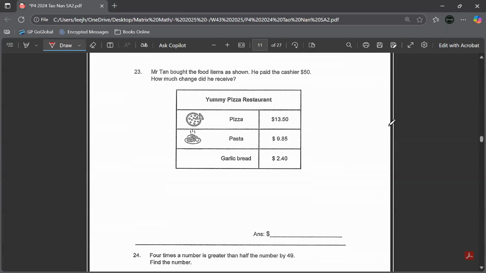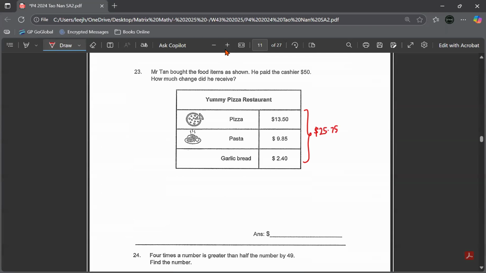Mr. Tan bought the food items as shown. He paid the cashier $50. How much change did he receive? So you know he bought everything here, so you just add it up. All this will add up to $25.75.